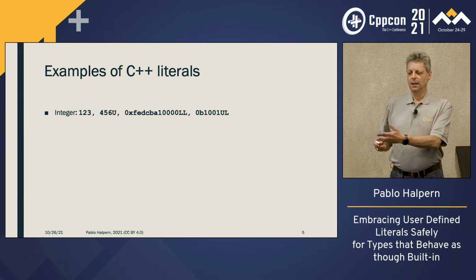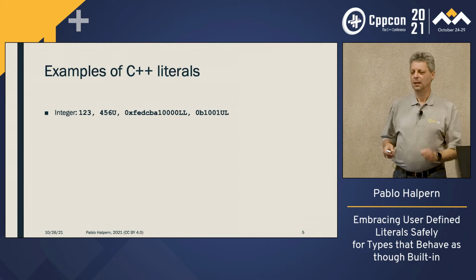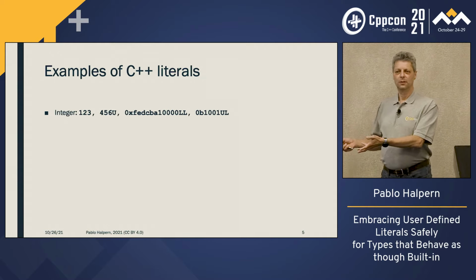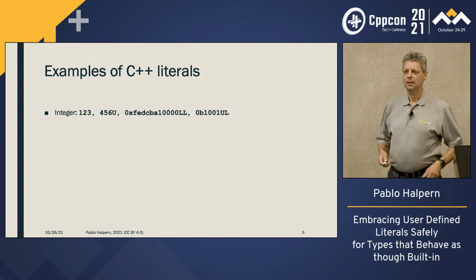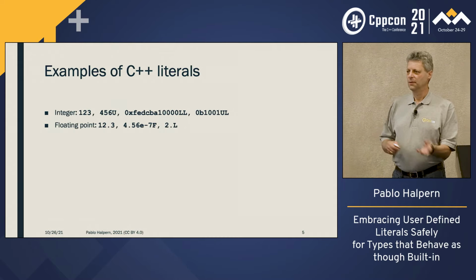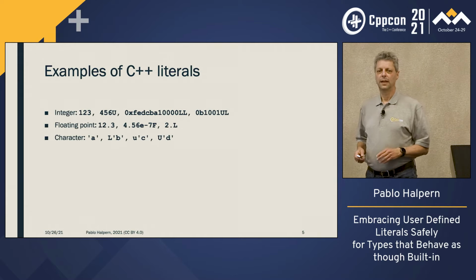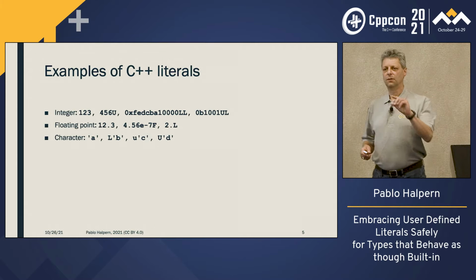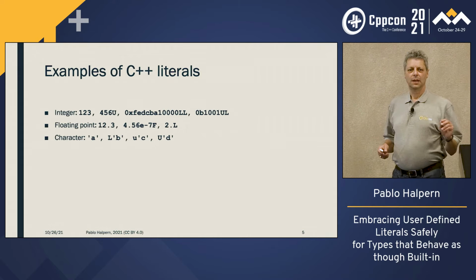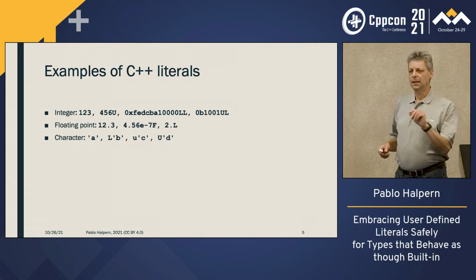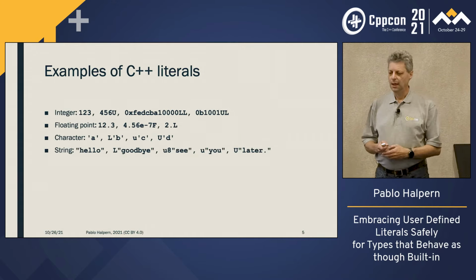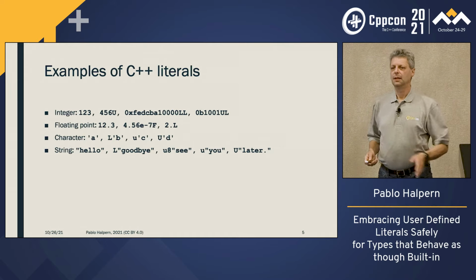Integer literals: you've got plain old 1, 2, 3 is an int, with the u suffix it's an unsigned, LL long long, UL unsigned long. We've got floating point literals. They have their suffixes for long and float. Character literals have a prefix: the L for wide characters, the lowercase u for UTF-16, and the uppercase U for UTF-32. Strings, again, with the same prefixes.